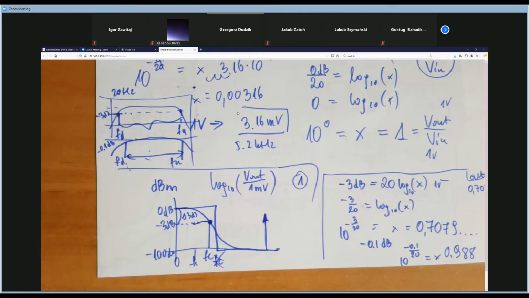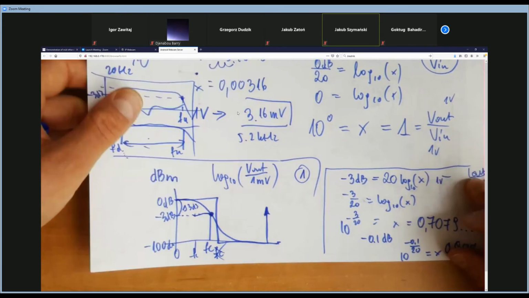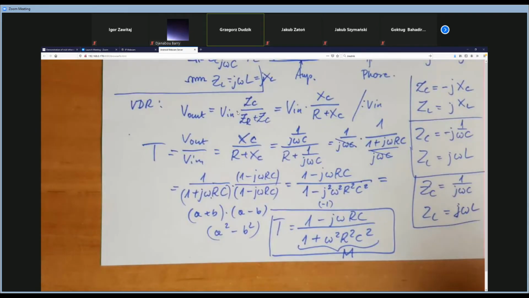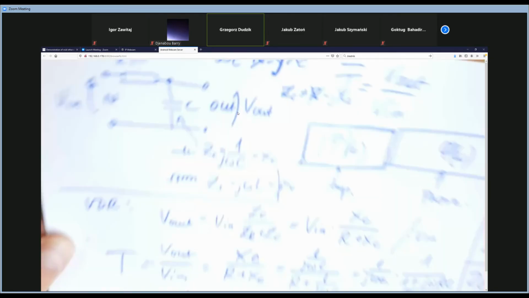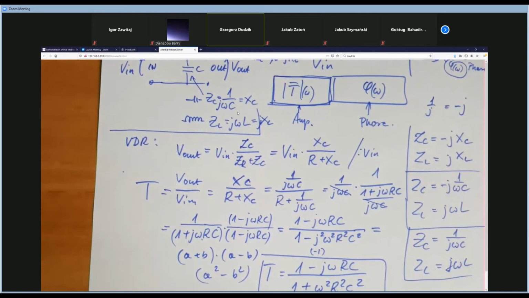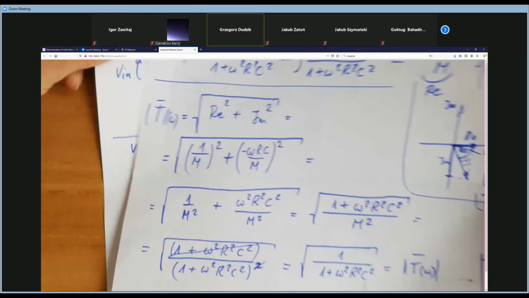Yeah, great. Okay, so we know what the -3 dB is. What is the slope of our filter characteristic? Where is it? Here it is. Sorry, here it is.